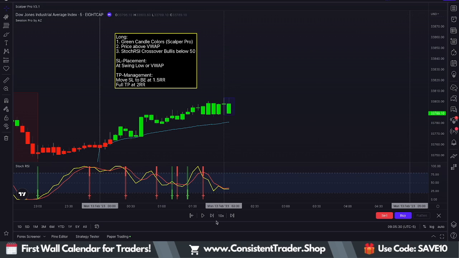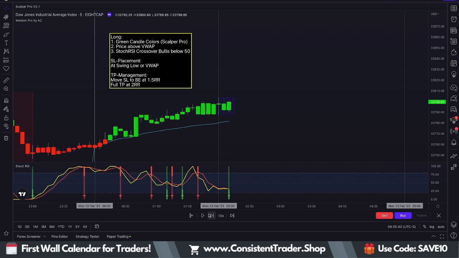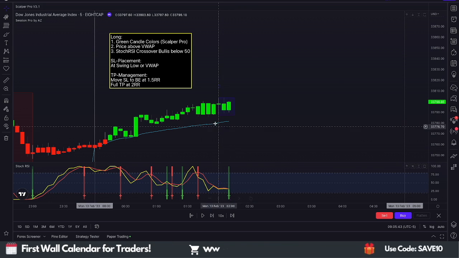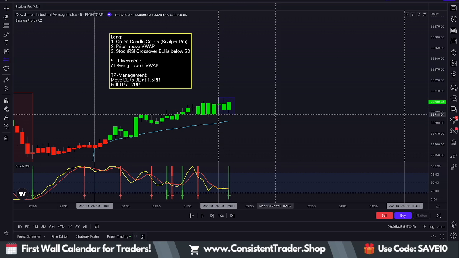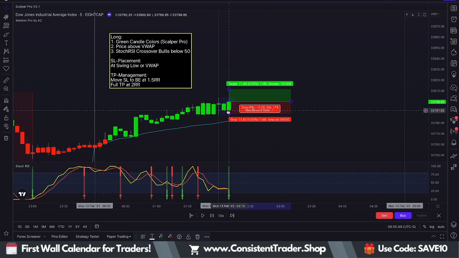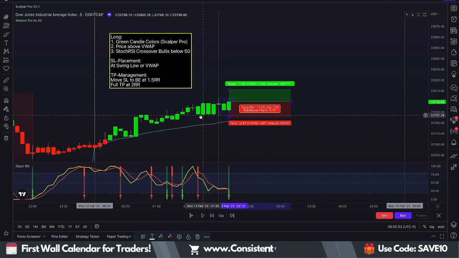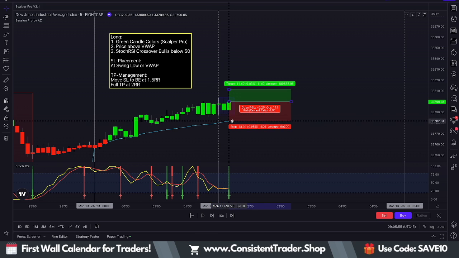So let's keep clicking through it. We still haven't received our crossover. Those two lines here on the stochastic RSI are just very close together. Alright, the next candle, we get our crossover confirmation at the candle close. So what we are going to do here is we're going to enter into this trade at the candle close, and we place our stop loss either at the most recent swing low or at the VWAP.